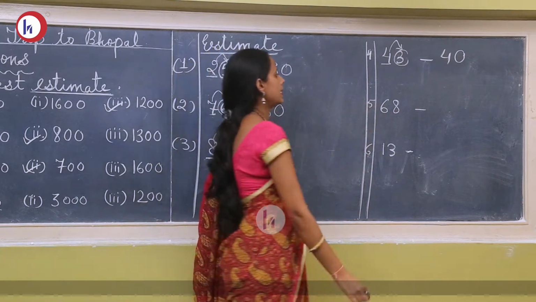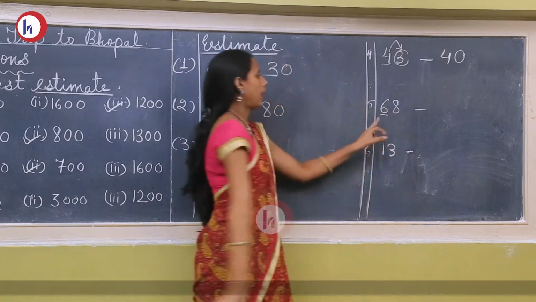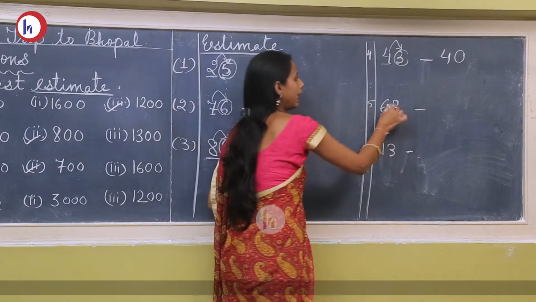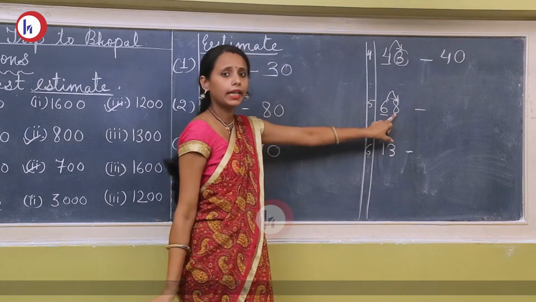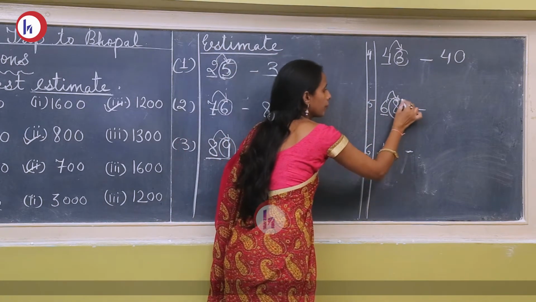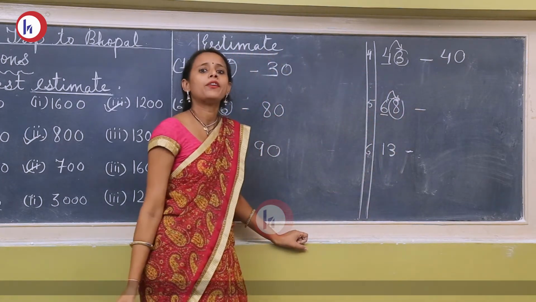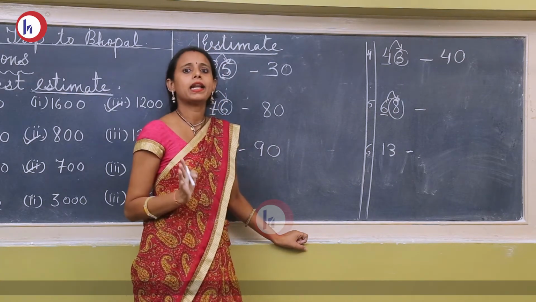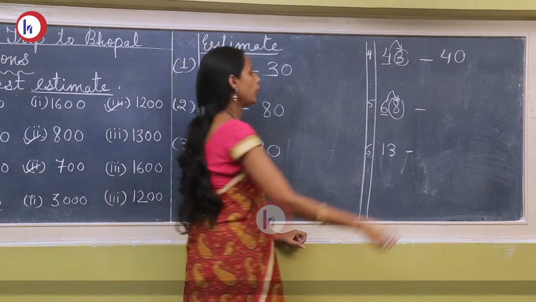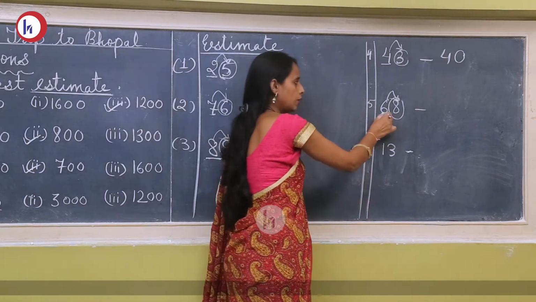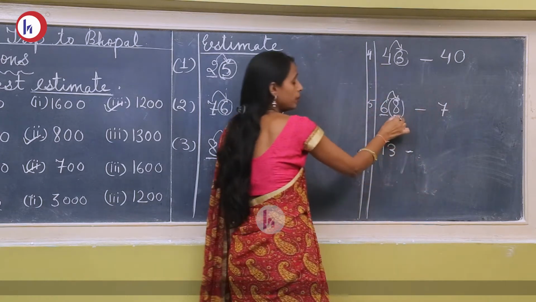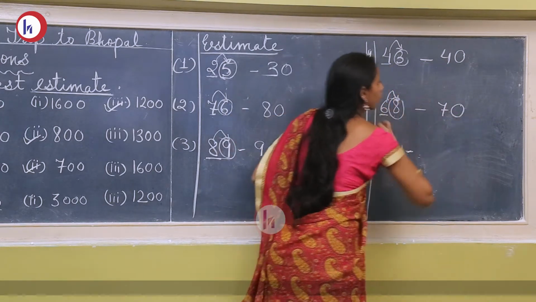Then next is 68. As we know, the 6 digit will be estimated. So see the right digit of 6, it is 8. Now see, 8 is more than 5 or less than 5? So we know that 8 is more than 5. So it will be increased or not? Yes, it will be increased by 1. So 6 plus 1 is equal to 7 and it will be changed in 0.